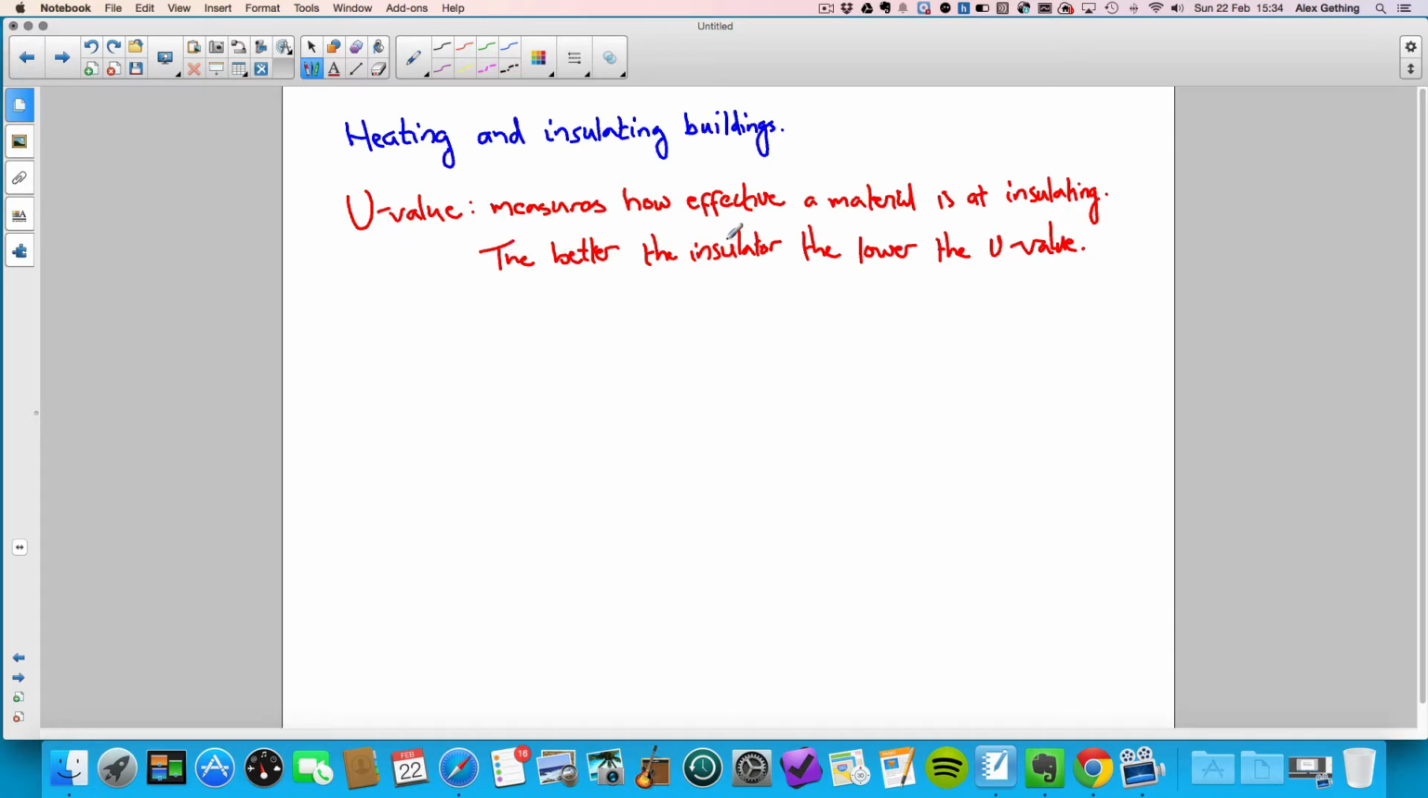So the better the insulator, the lower the U value, and this becomes very important when we look at insulating houses. From the building standards, there's a set U value that the house must have, and if the U value for that house is too high, then something needs to be done. We need to add insulation, some sort of way of lowering the U value to ensure that house is a bit more energy efficient at keeping warm.